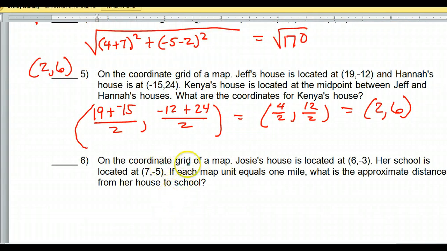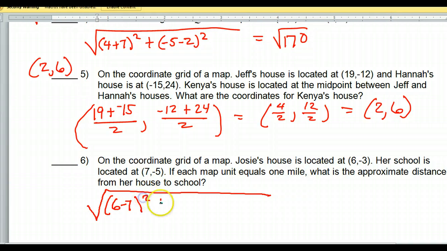So, number 6. What's the approximate distance from her house to school? Alright, so this is just the distance formula. Okay, so x minus x. So 6 minus 7, say, squared. And then y minus y, so negative 3 plus 5 squared. So that's just the square root of 5.